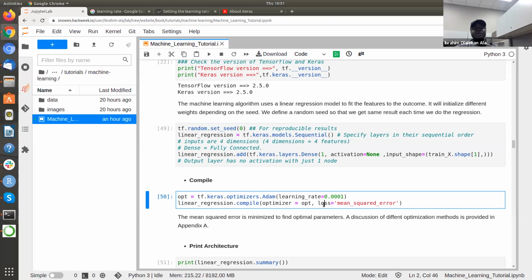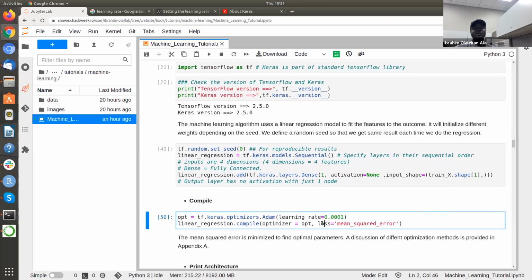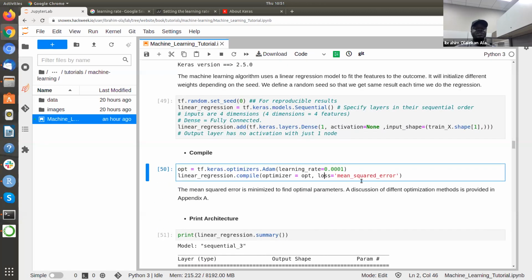And then the loss here means the loss I'm using is the mean squared error. You can change it to the mean absolute error or anything you want to use. So the loss is minimized to find the optimal parameters, and a discussion of the different optimization methods is provided in Appendix A.